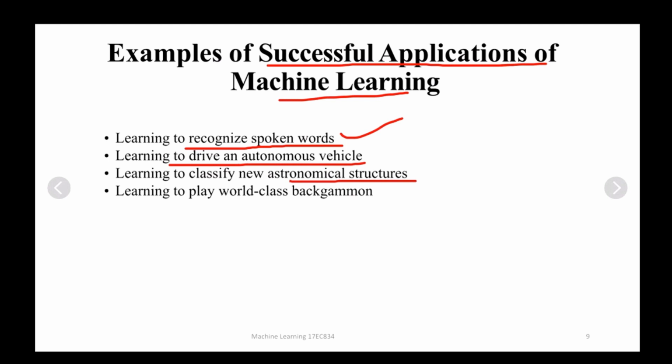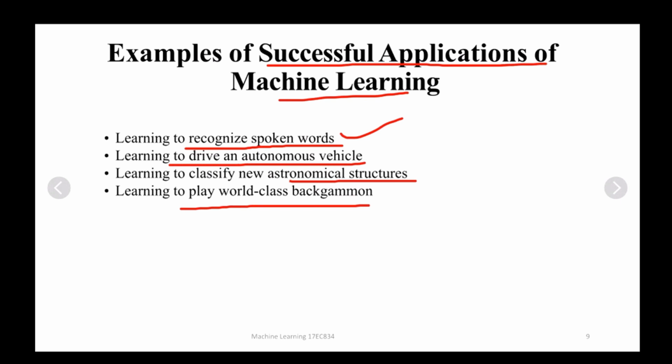Learning to play world-class backgammon. Nowadays you can have a look at the popular games. They are available as video games or something like that, where your computer can play with you with so much difficulty level also. So that is where machine learning is useful. These are some of the examples where we can find applications of machine learning. Apart from that, there are many other areas also which you can recognize. That is one of the outcomes of our particular course.